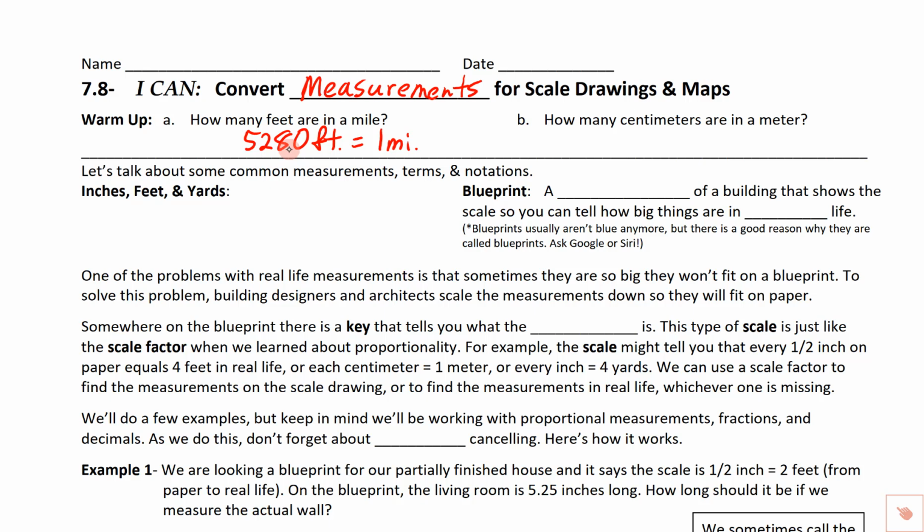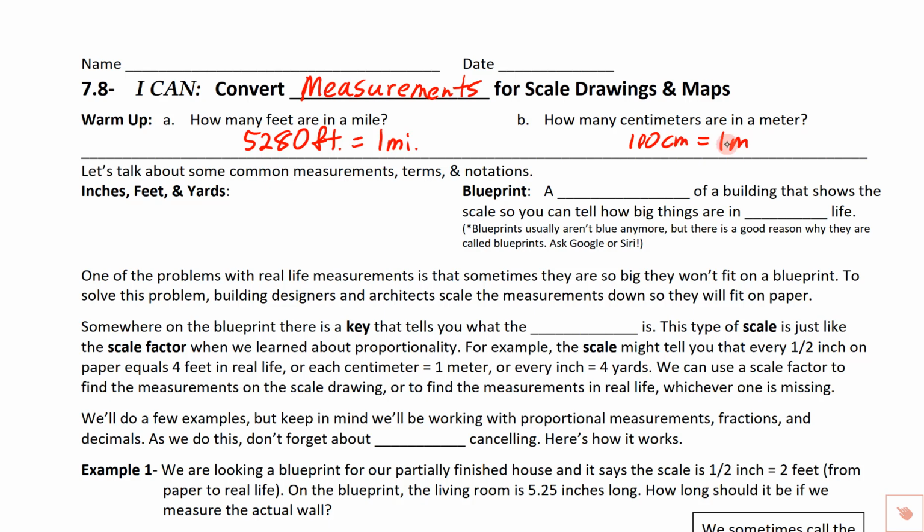Next question, how many centimeters are there in a meter? Centimeter, so centi, that's like century, 100 years. So this is going to be 100 centimeters is 1 meter. And again, I'll use the abbreviations for those. So cm for centimeters and a lowercase m for meter.